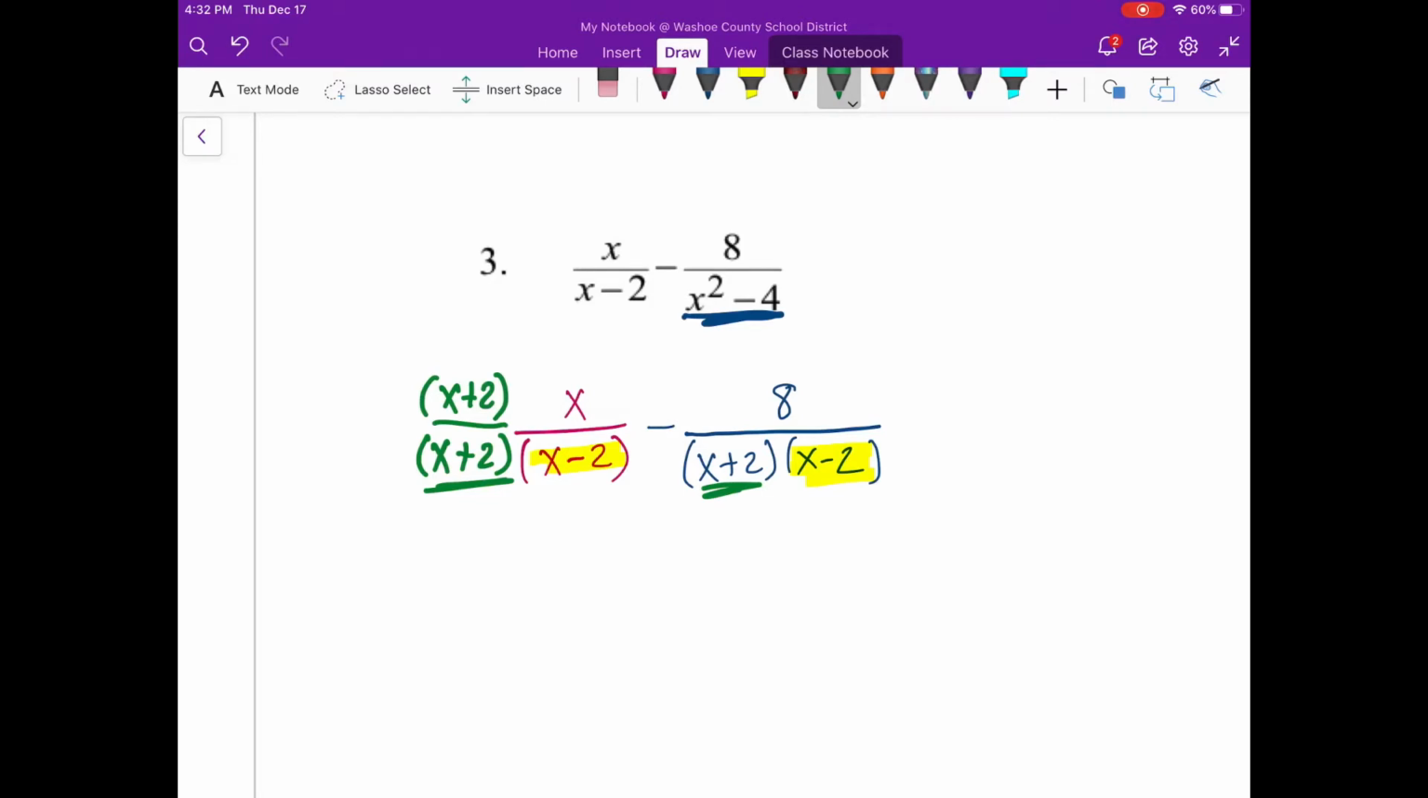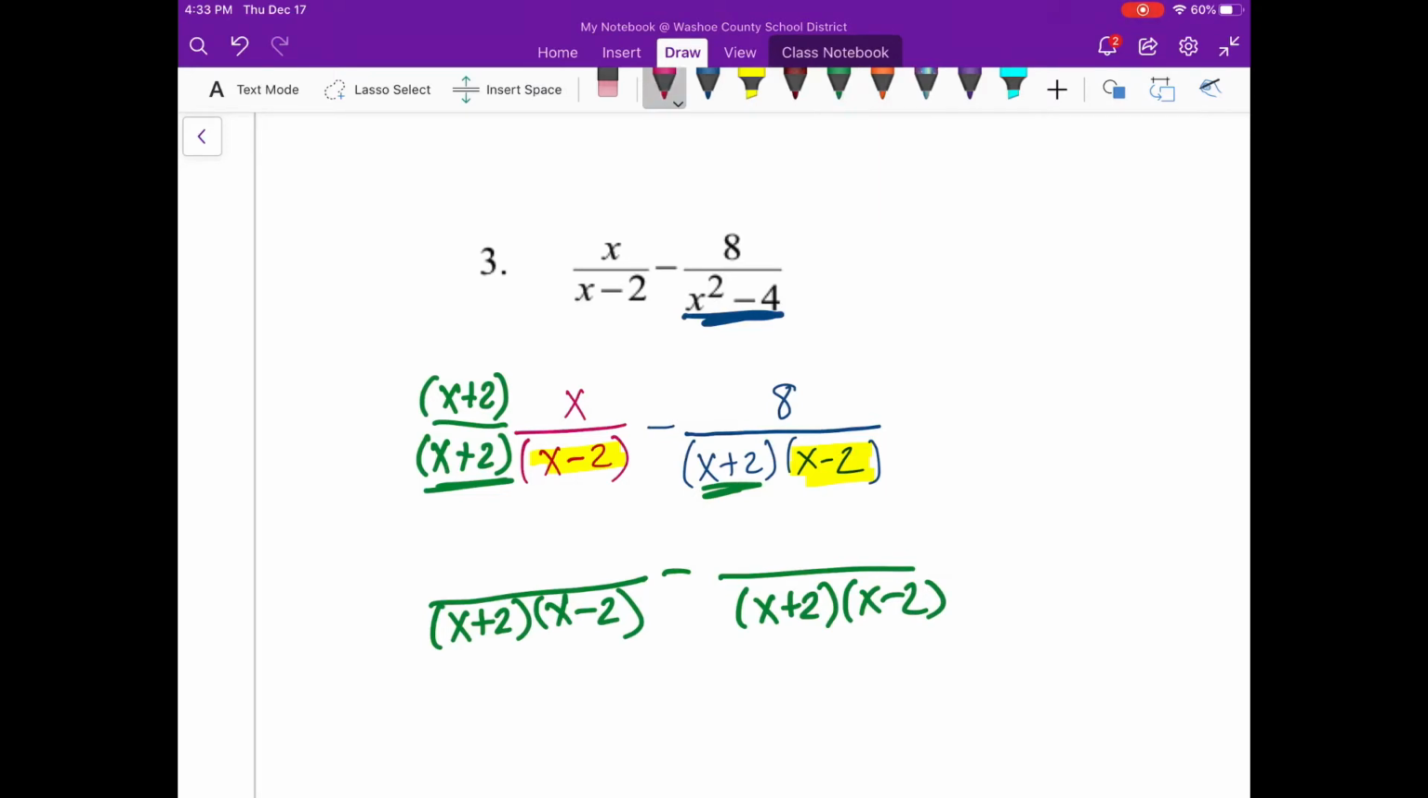You have to remember, just like normal fractions, whatever you do to the top, you have to do to the bottom, and you have to multiply that through for both of them. So I'm not actually going to go through and multiply it out. I'm just going to combine these together. So in my denominator, I still just have x plus 2, x minus 2. I'm going to leave it factored. And now this one's also going to have the same denominator.